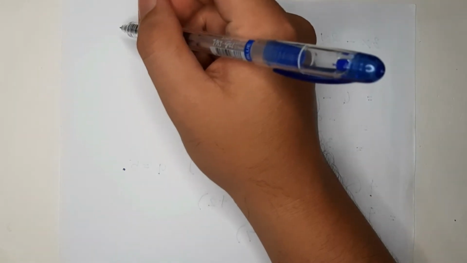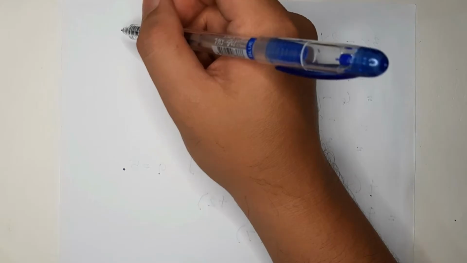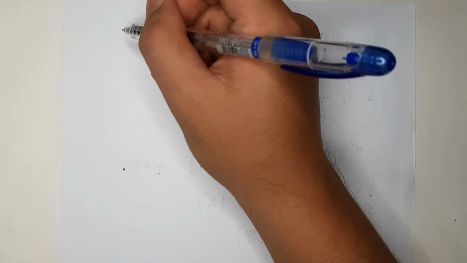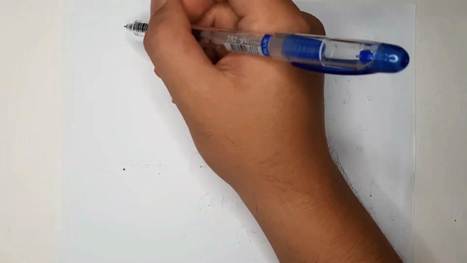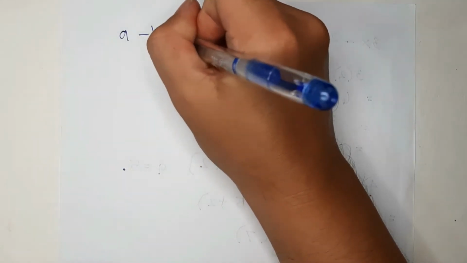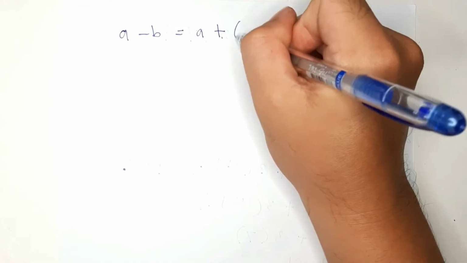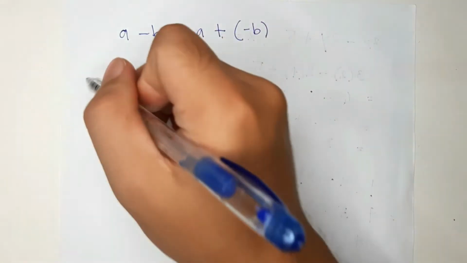To subtract monomials having similar terms, the numerical coefficients are subtracted as in signed numbers, and the literal coefficient is retained. Recall the subtraction rule. For all real numbers a and b, a minus b is equal to a plus negative b. So let's have an example.